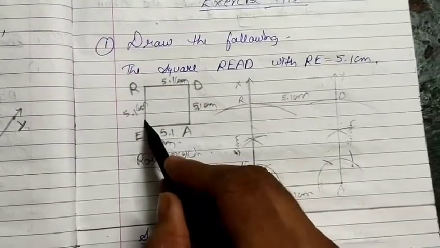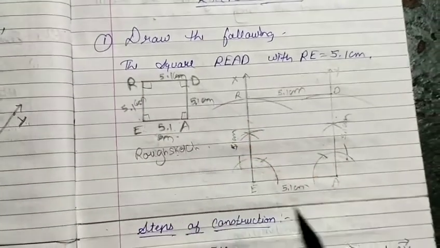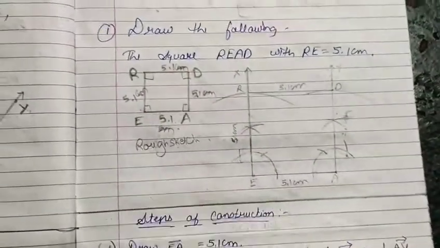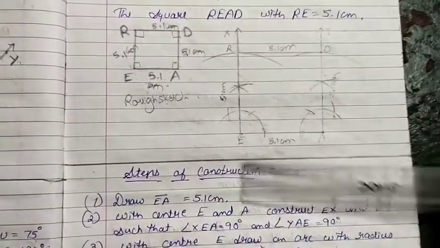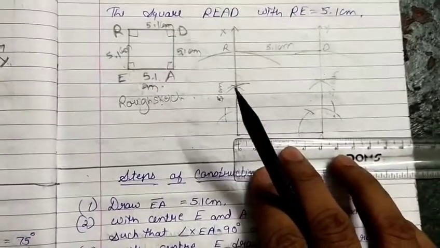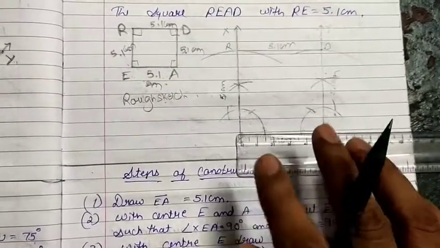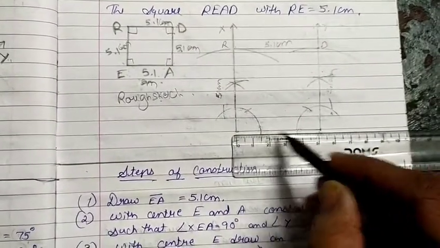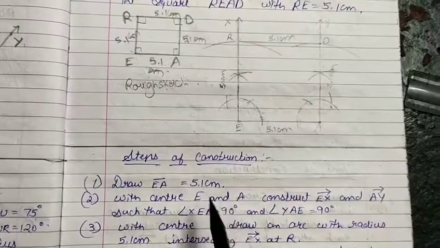Now in a square, all angles are 90 degrees according to the properties of a square. So now let us start to construct. Draw this base of 5.1 centimeter. Placing a scale, put a dot and try to draw this line segment. Write in the step: draw EA equals 5.1 centimeter.